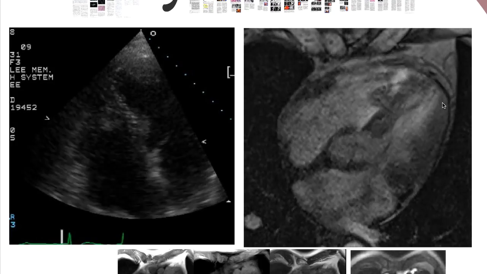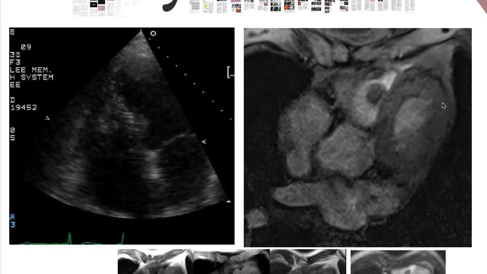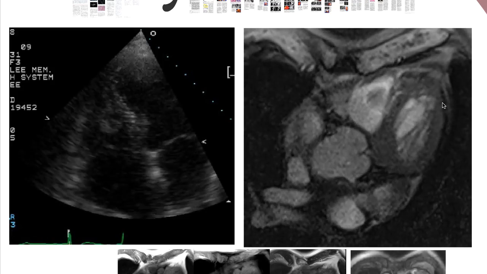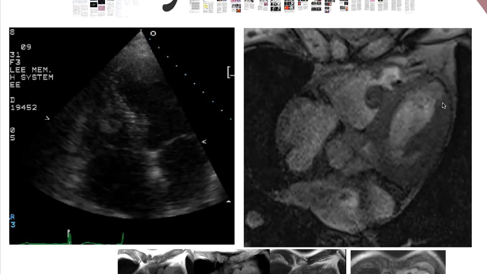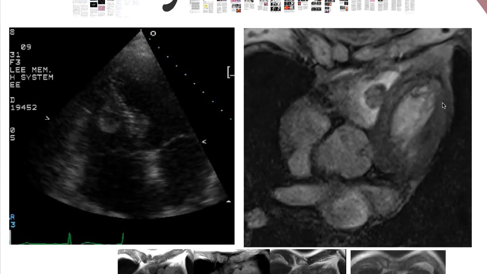Here's another case. This was found on echocardiography. We see this highly mobile mass in the distal right ventricle. Here we see our long axis view, or our four chamber stack, where we see the mass there again.